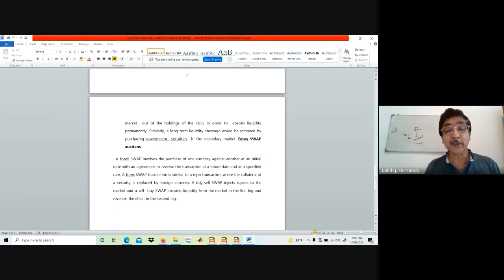So then what will happen on the reverse or on the second leg? The bank would receive rupees and that would be injected to the market. And there will be excess liquidity at that point. The bank would have to pay $100 back to the central bank. Is that clear?